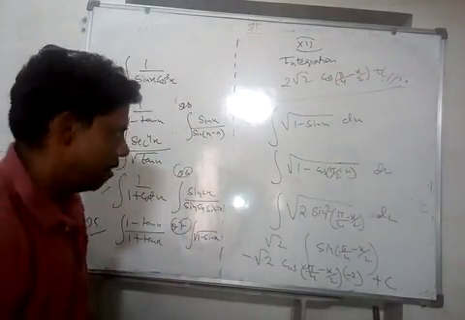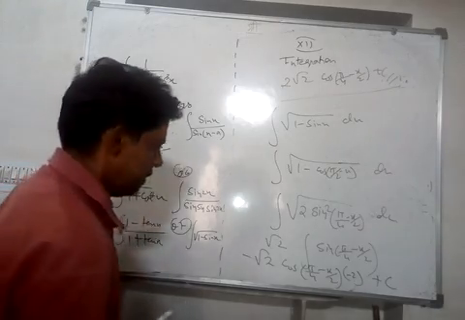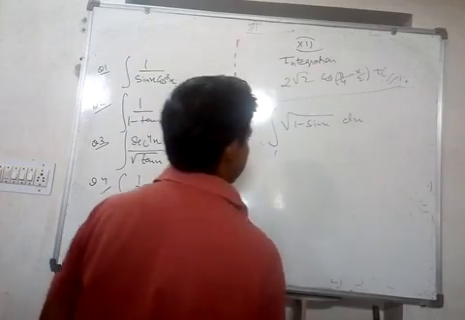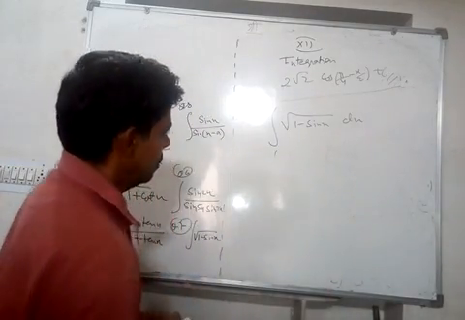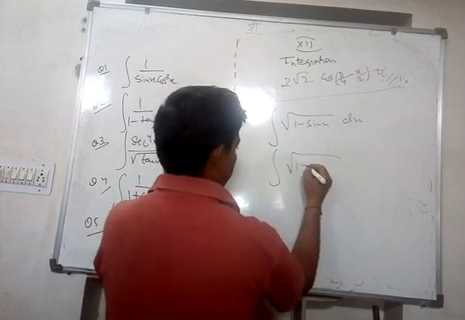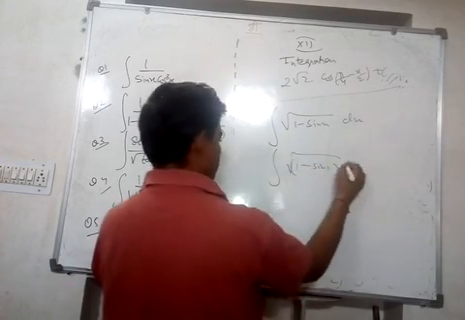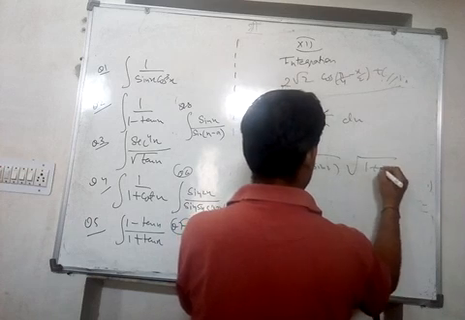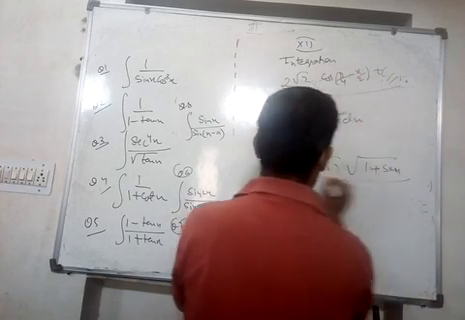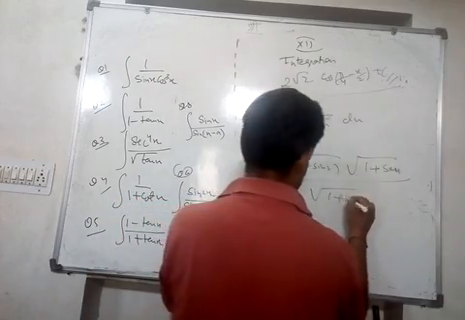Okay, right. What could be the other way? Try the other way. This is one way, and there will be different forms. So we can multiply it by root 1 plus sin x, divided by root 1 plus sin x, so root of 1 minus sin x times root of 1 plus sin x upon root 1 plus sin x.